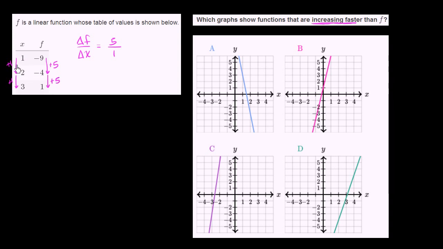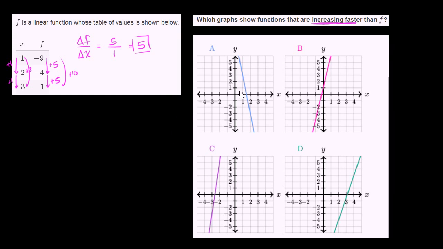If you start from this point and go all the way here, so if you go plus 2 along x, you're going to go plus 10 along f. So it would be 10 over 2, which is still 5. So either way, the slope or the rate of change of the vertical axis with respect to the horizontal axis is 5 for f. Now let's see which of these increase faster.